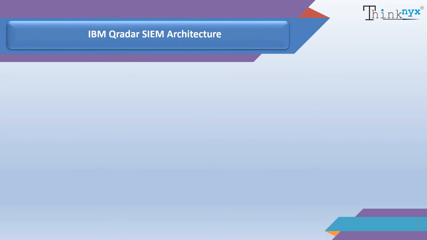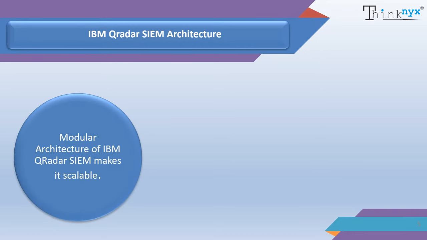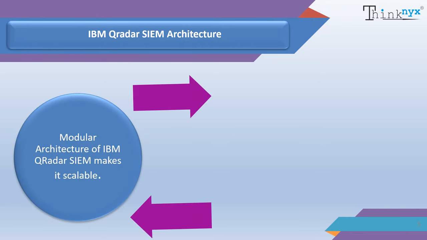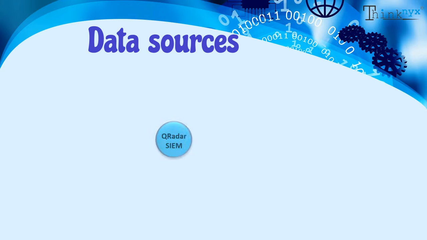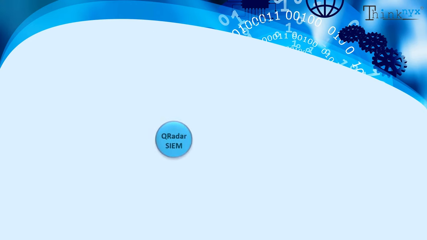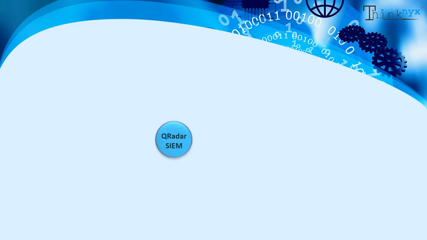IBM QRadar SIEM architecture. IBM QRadar has a modular architecture to scale up deployments whenever required and to add features according to organizational requirements. IBM QRadar Security Intelligence Platform SIEM is a highly scalable enterprise solution that consolidates log source event data from thousands of devices distributed across a network, storing every activity in its database.